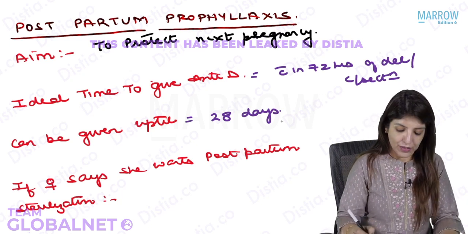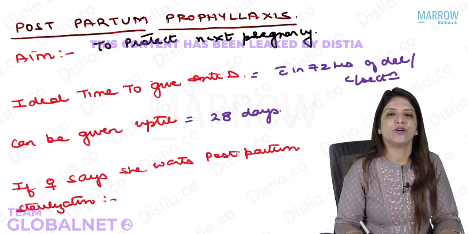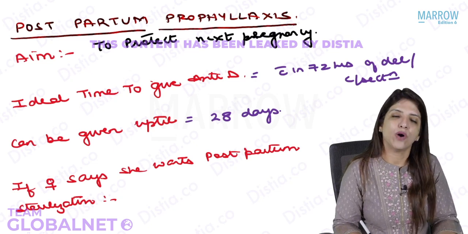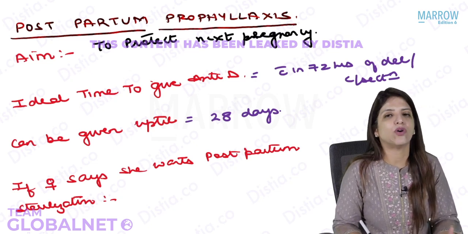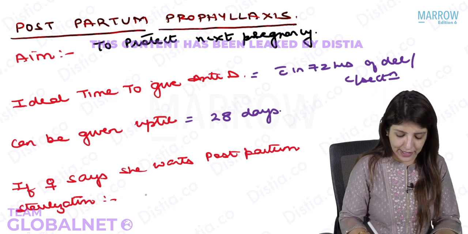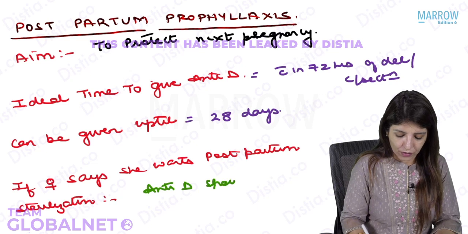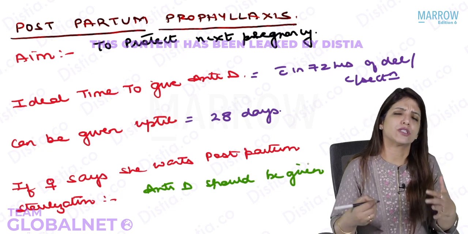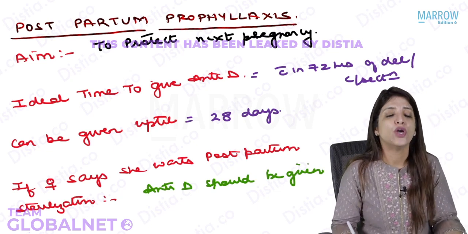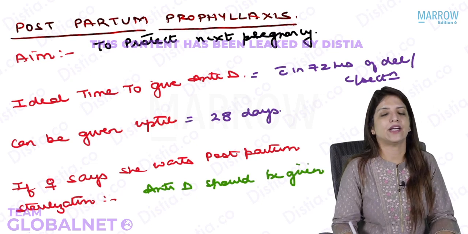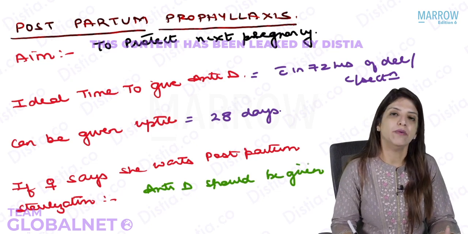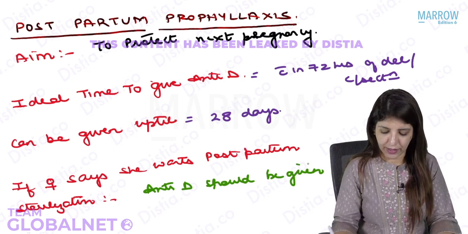All right. Now, tell me, what are you going to do if the patient says that I want a postpartum sterilization done? In that case, are you going to give her anti-D or not? See, the guidelines say that you should give her anti-D even if she says, I want a postpartum sterilization, because the female may change her mind. So the international guidelines say that anti-D should be given even if she wants postpartum sterilization. Okay. This is what we had done.